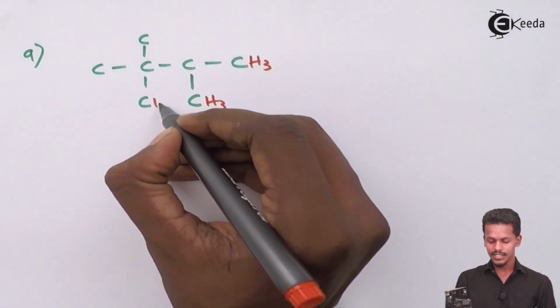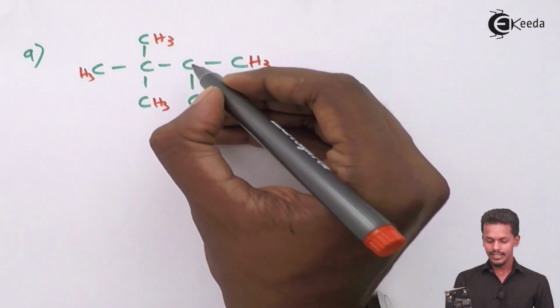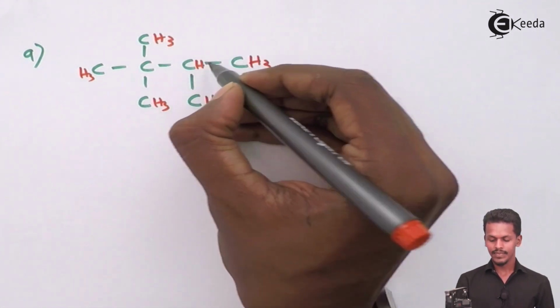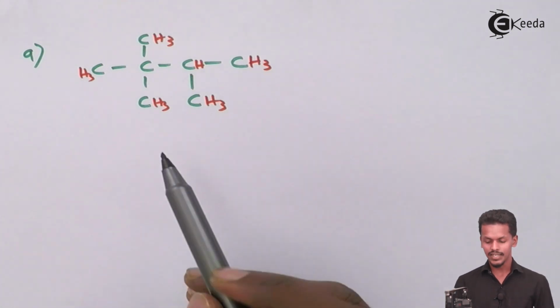So this is the isomer which has basically 3 substituents. And how? Because for that we have to choose the longest chain, and in this case what would be the longest chain?